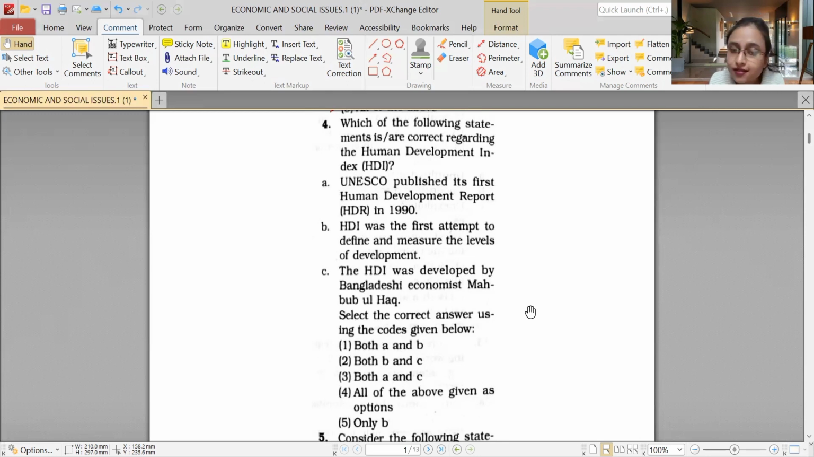So we have only B as the correct option. A and C are not correct. So the correct answer will be option number 5, which is only B. Options 1, 2, 3, and 4 have other combinations. So we consider only option number 5, which is only B. I will mark this as the correct answer.